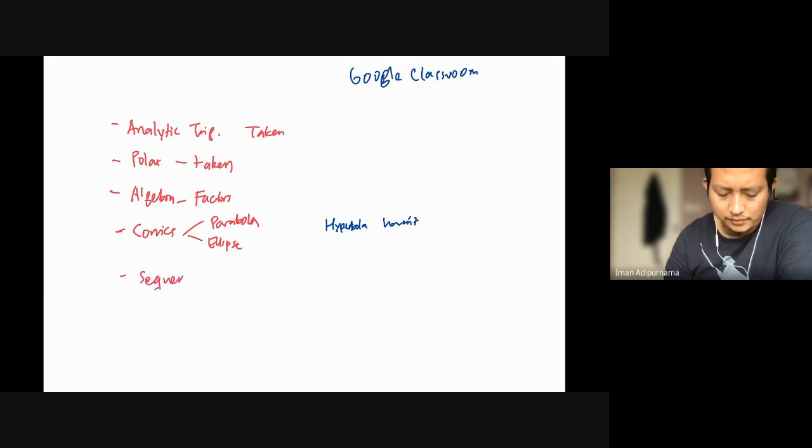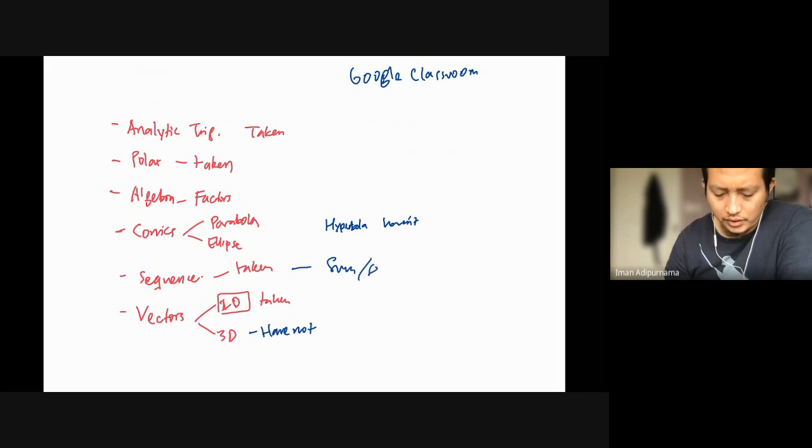Sequence. Factors. I think 2D factors are the only ones taken. 3D has not been taken. Sequence is taken, while the sum or series haven't been.